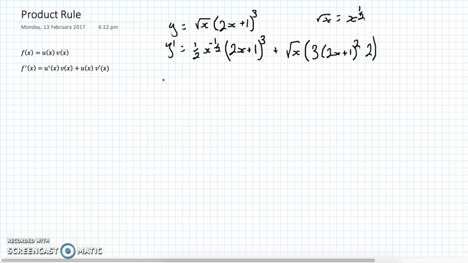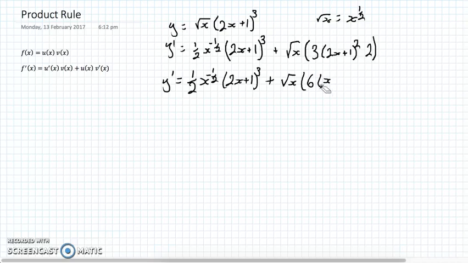Let's simplify this a bit. And let's look at simplifying this section here. You can go through and simplify this section here if you want to, but you don't have to at the moment. A half x to the power of minus 1 over 2, 2x plus 1 to the power of 3, plus the square root of x. Now these two terms here, the 2 and the 3 can be multiplied together, which is 6. X should be 2x. 2x plus 1 all squared. And that's just how the product rule works.